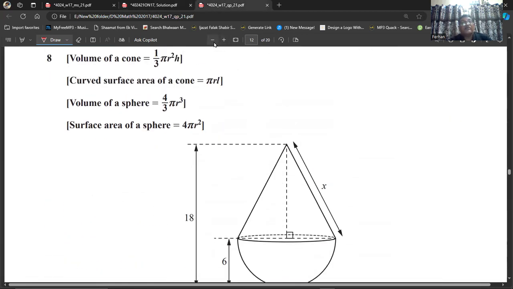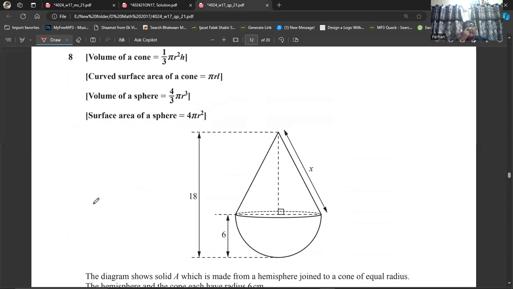Okay, so we are going to the next question. That question is question number 8. He says the volume of the cone is 1 by 3 pi r square h. The curved surface area of the cone is pi r l. Volume of the sphere is 4 by 3 pi r cube. Surface area of the sphere is 4 pi r square.